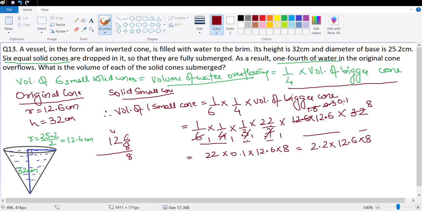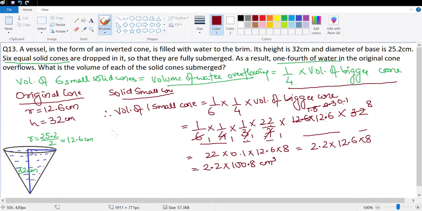8 into 2, 16 plus 4, 20. 8 into 1, 8 plus 2, 10. So that's 100.8. So this is 2.2 into 100.8 volume, which means centimeter cube. Now let's multiply 100.8 with 2.2.